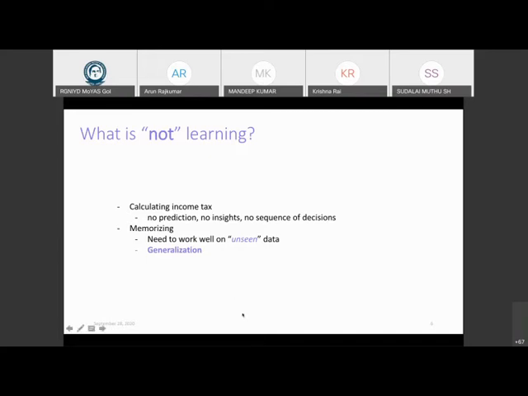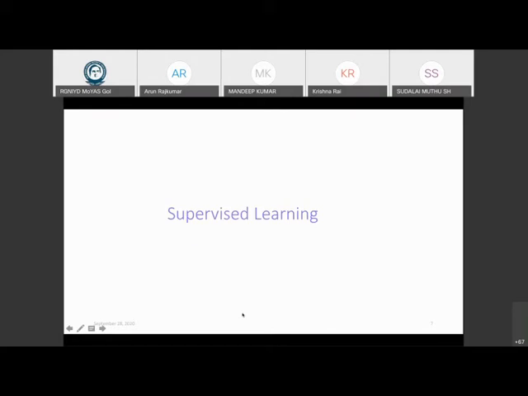So now what we want to do is look at a specific paradigm of machine learning, which is called supervised learning. I'm sure you might have heard this term in the previous talk, but for completeness, let me also make it clear what it is, and then talk about some algorithms. So what do I mean by supervised learning? What is the setting here?